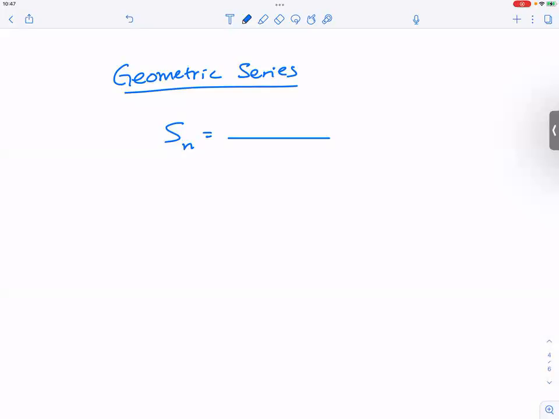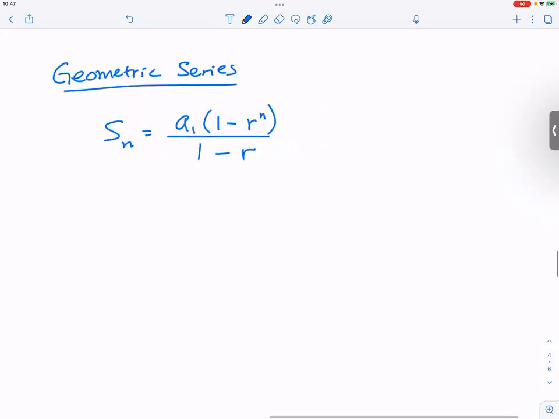The equation for geometric series is a1 times (1 minus r to the n power) over (1 minus r). And by the way, you should know this for your quiz. Not your exam though, but quiz. All right, so you have this written down.